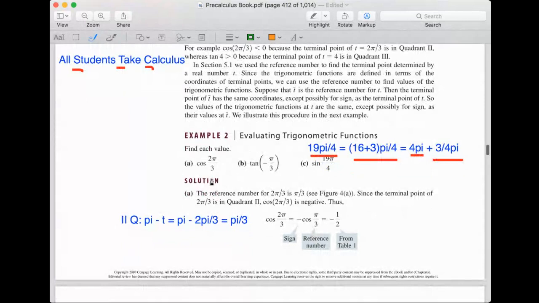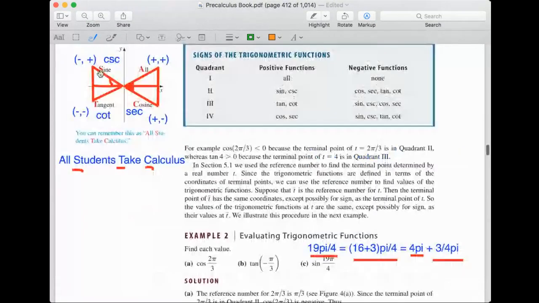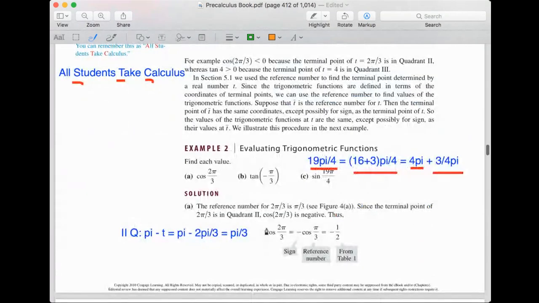So let's think about cosine 2 pi over 3. 2 pi over 3 is in the second quadrant if we draw the angle. In the second quadrant, only sine and cosecant are positive, so cosine is negative. Its reference angle in this quadrant is pi minus 2 pi over 3, which is just pi over 3. So cosine 2 pi over 3 equals negative cosine pi over 3, which equals negative half.